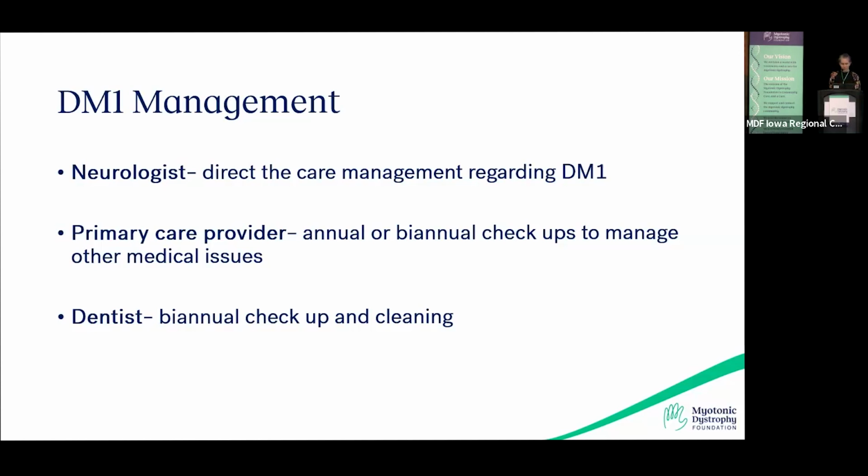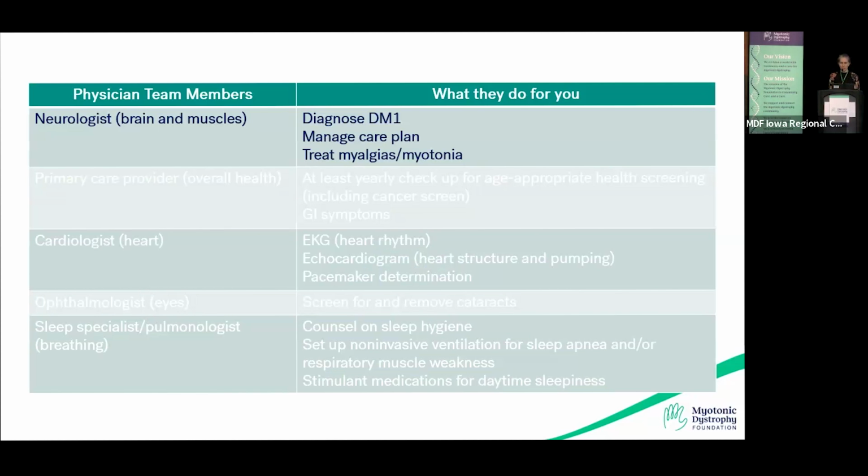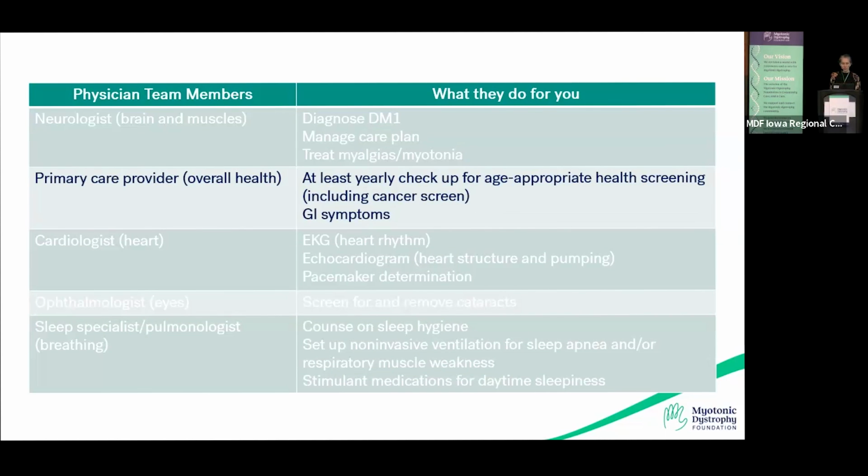So just to run down the list of physician team members. The neurologist will be the one diagnosing DM1 in most cases. They can manage the care plan and also treat symptoms that come along with DM1, like the myalgias and bothersome myotonia. The primary care provider is the one you want to see for your overall health, as well as being involved in the age-appropriate health screenings, including the cancer screens, and can also help out with any GI symptoms.